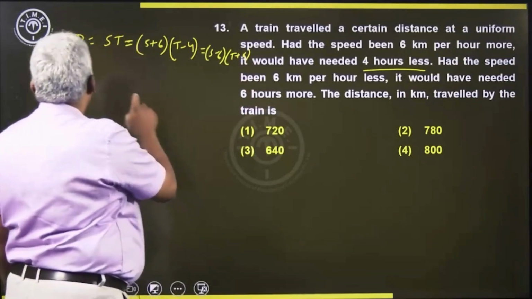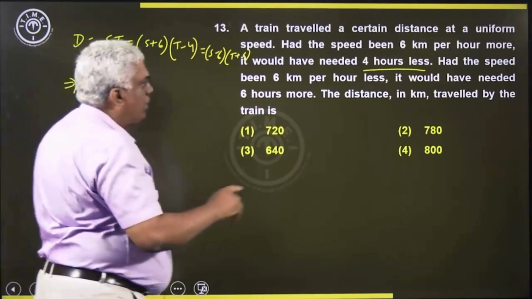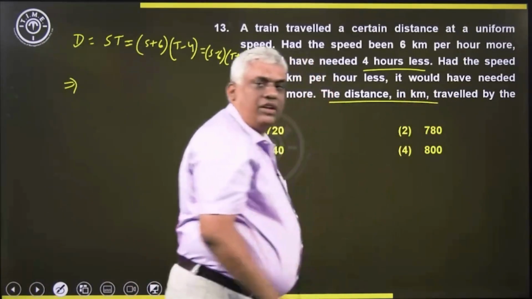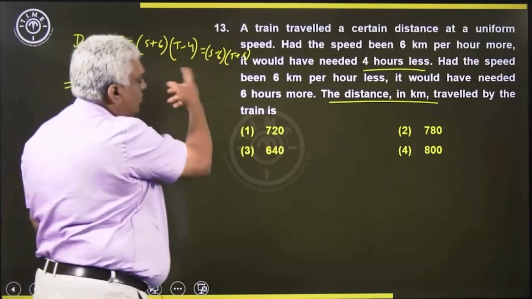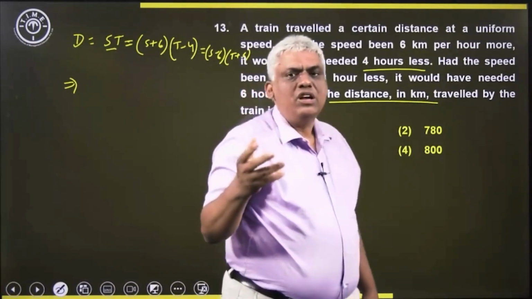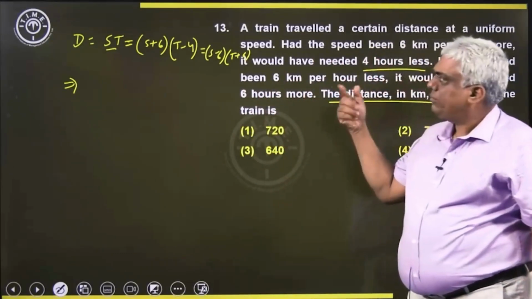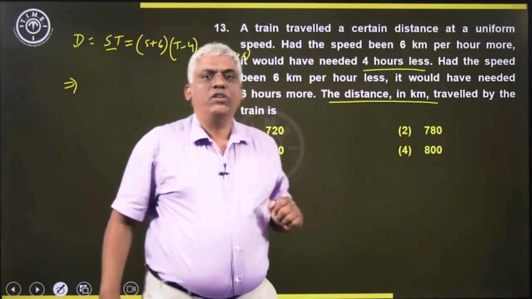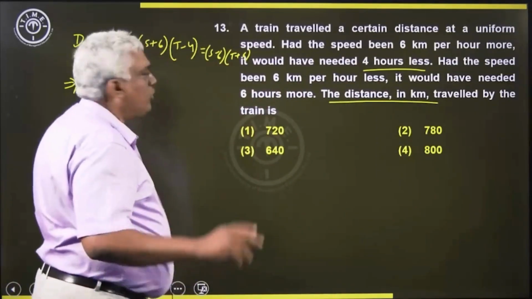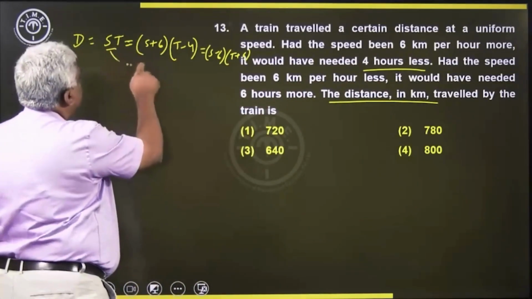Now, we have to find the distance traveled by the train in kilometers. That means we have to find st, or any of the three expressions, just substituting the values of s and t. So we have to solve for s and t. We can make two equations. Better we take this and this.